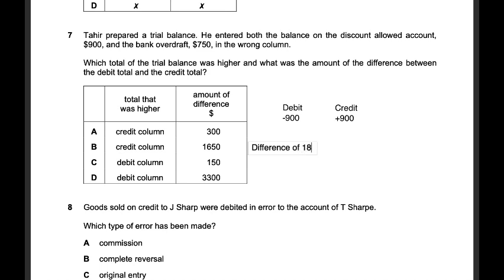Difference of 1800. Alright. And then when we talk about bank overdraft, it is a liability in nature and hence is normally put in the liability section. Okay, but what happens is that here it has been put in the debit section.